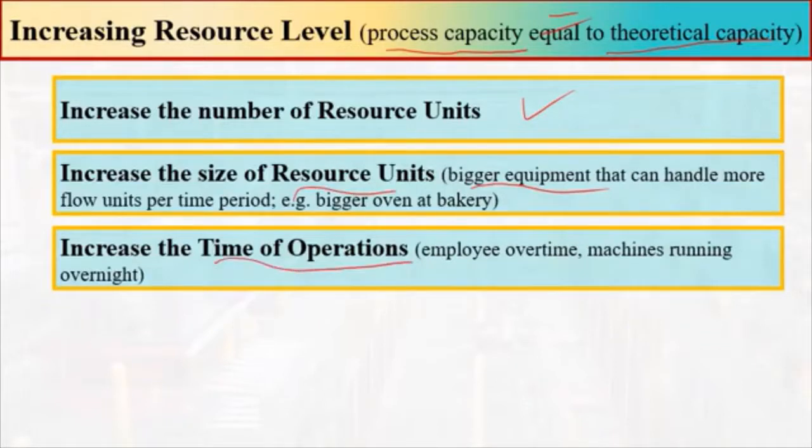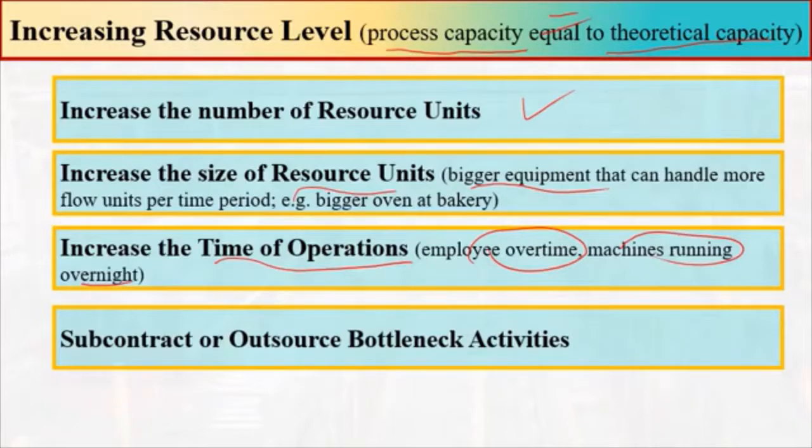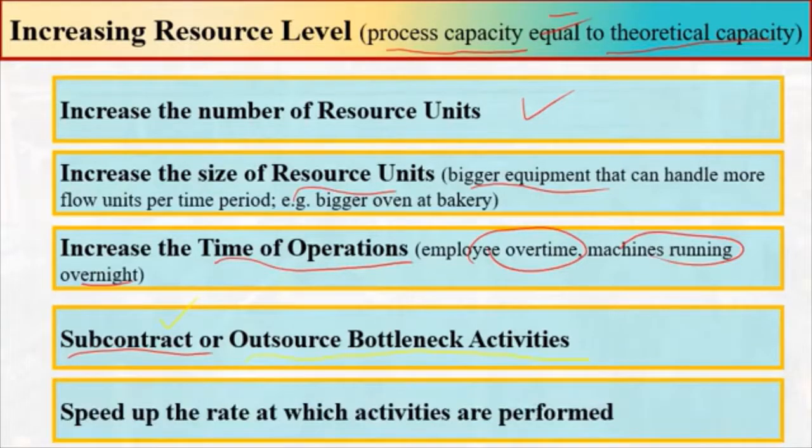Increase the time of operations, which means things like overtime, machines running overnight. We could subcontract. Subcontracting is another solution where you could get another company or organization to help you out. Or you could outsource some of the bottleneck activities. Also, you could speed up the rate at which activities are performed. This comes with better training, so your employees could do more units per time period.